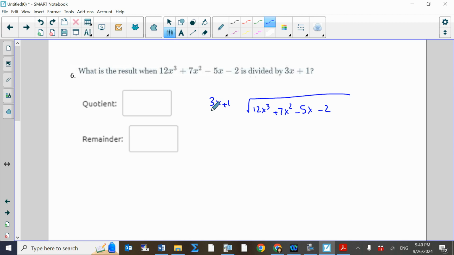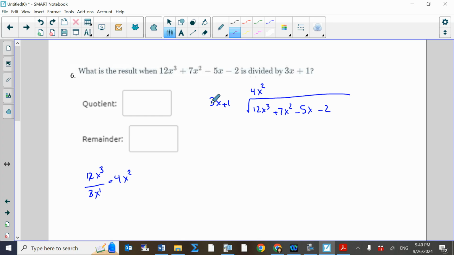Divide the first term by the first term. So 12x to the 3 divided by 3x. 12 divided by 3 is 4. X to the 3 divided by x. We know the power of this is 1. Subtract the powers. 3 minus 1 is 2. So this is x squared. So I'm going to write 4x squared here.